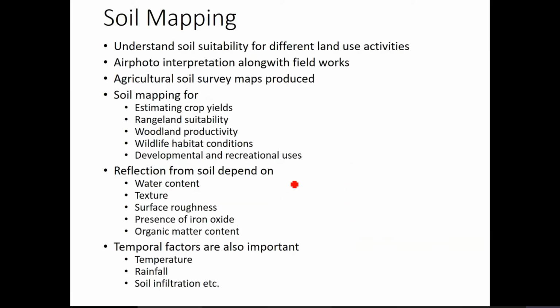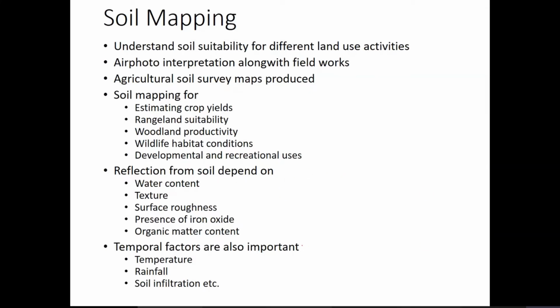Soil mapping, next one. So why do you need soil mapping in the first place? Soil mapping means you are identifying the types of soil at a particular site. So why is that important? Is that relevant? Is that important to you? Should soil mapping be done? What is the relevance of soil mapping? Why should you do that? Yes, soil mapping finds its application in many things.